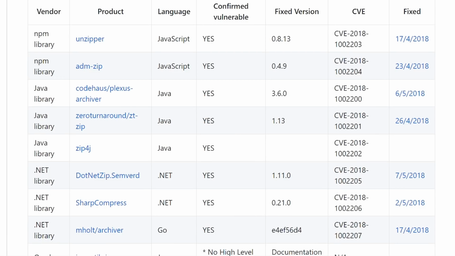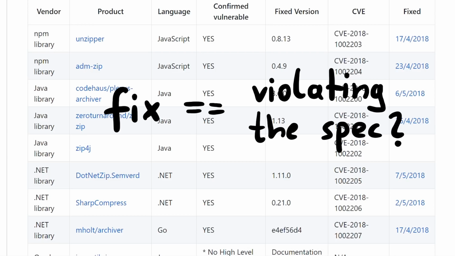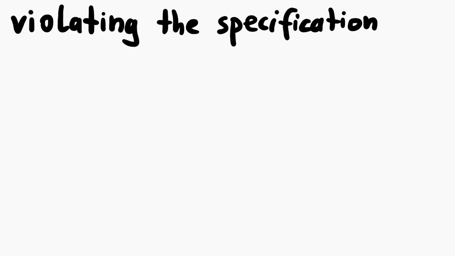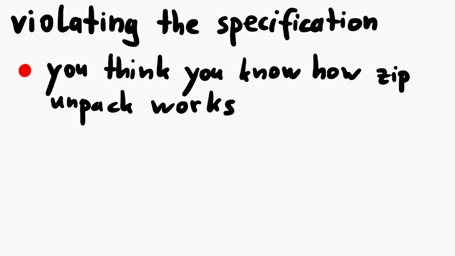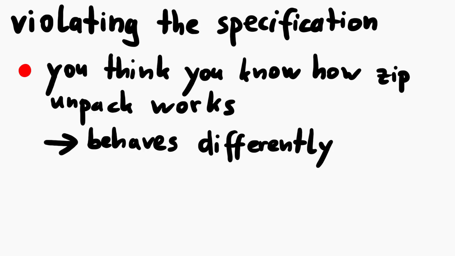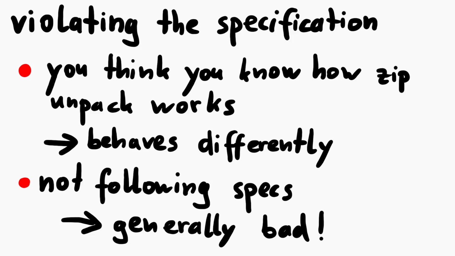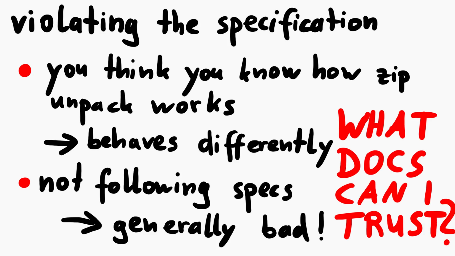So they reported this to many libraries that happily follow the zip specification. And changing this in the libraries means violating the specification, right? Violating the spec means you think you know that a zip unpack behaves as you expect, but then it doesn't. And there are a lot of specification purists out there that will tell you that you should never diverge from the specification, because then what resources can you trust?